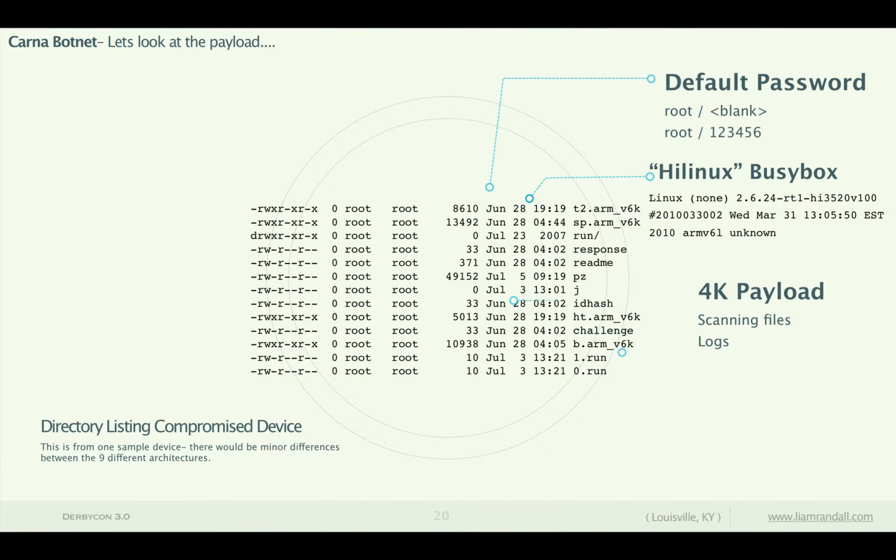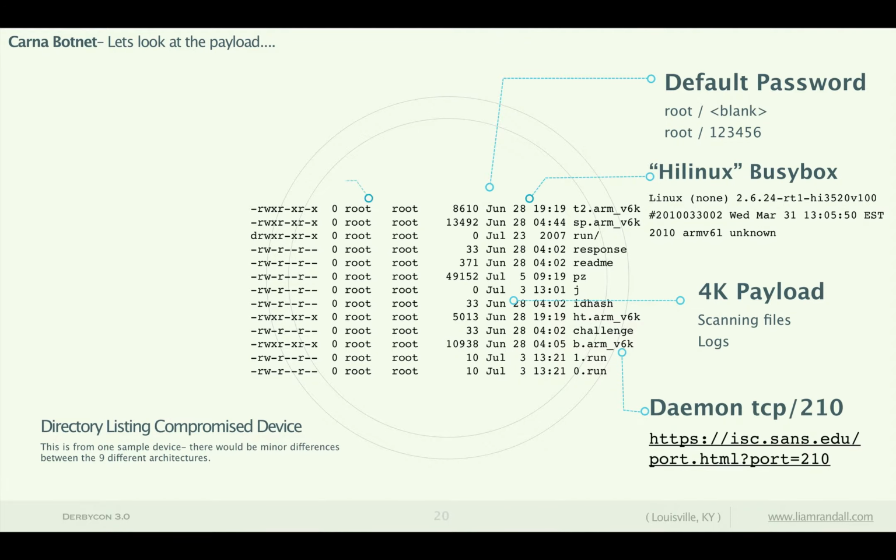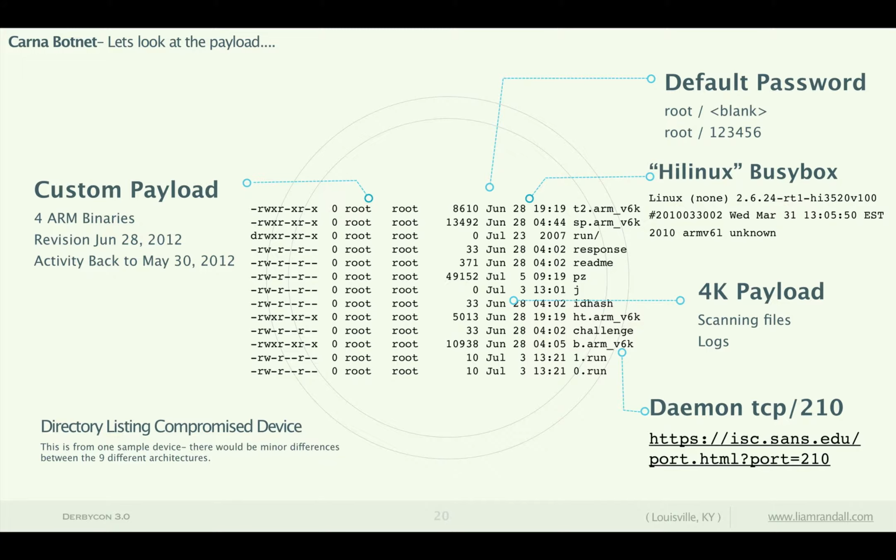The Linux itself reported back as High Linux BusyBox. The total payload is just a little less than 4K with the scanning and the logs there. This file, barm_v6k, was the daemon that would spin up and run on TCP port 2010.